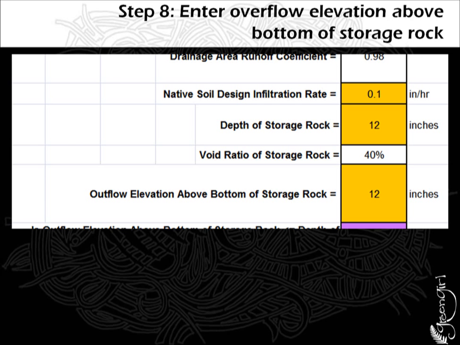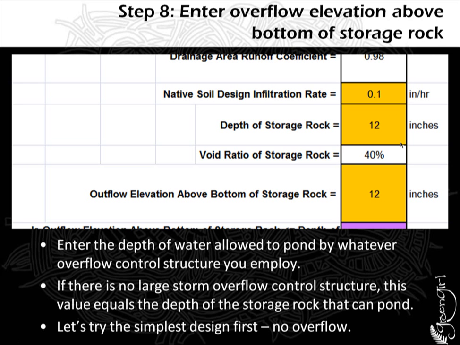If I put an overflow structure in and just limited the depth of ponding to 6 inches in the way I engineered that system, then I would be putting 6 inches in this value. But for right now, I'm just trying to get a feel for how much depth of rock is really needed to infiltrate my 2-year storm, which is the 2.5 inch storm. So I'm just going to make these equal for right now.